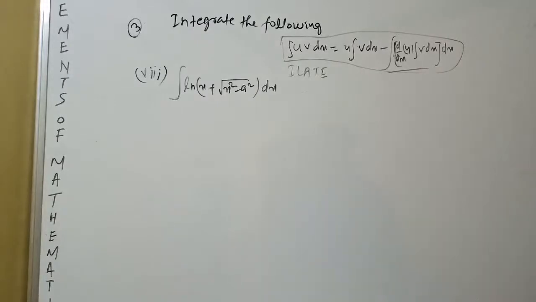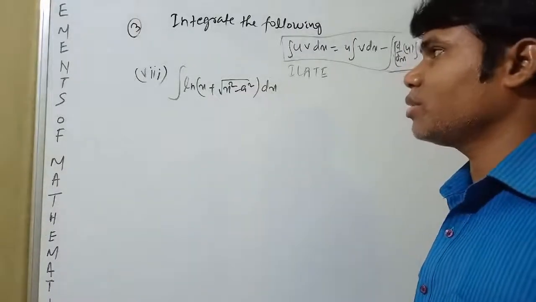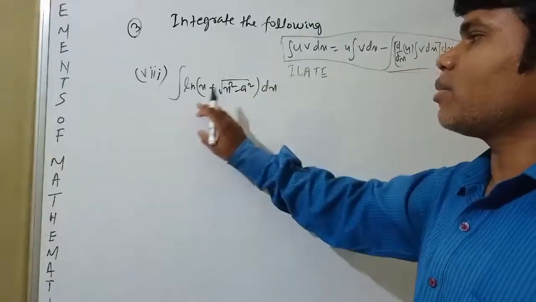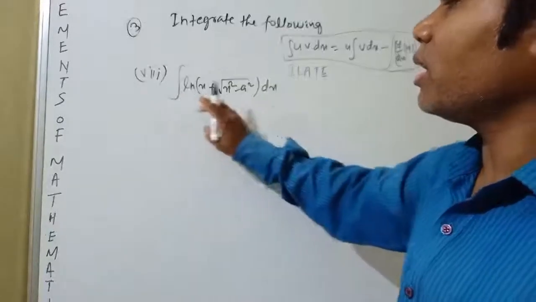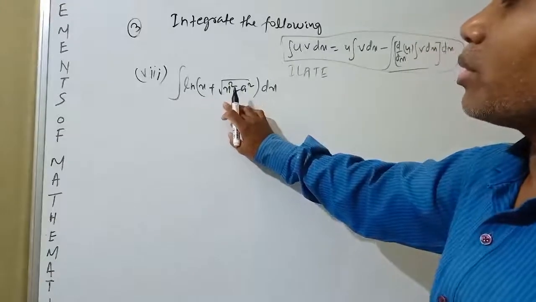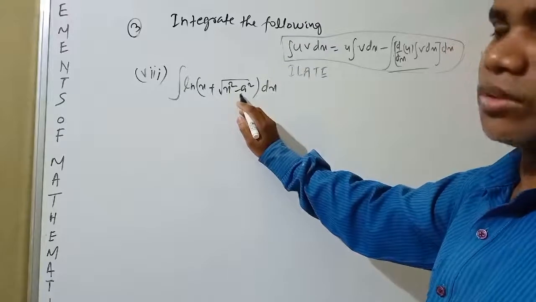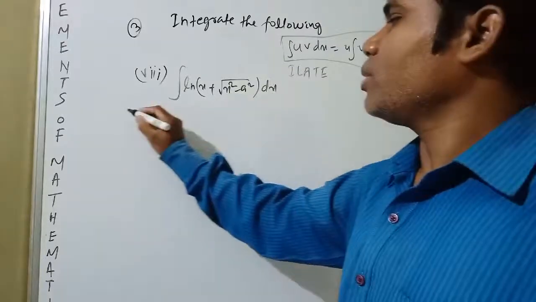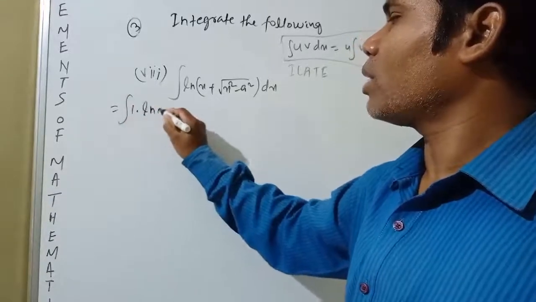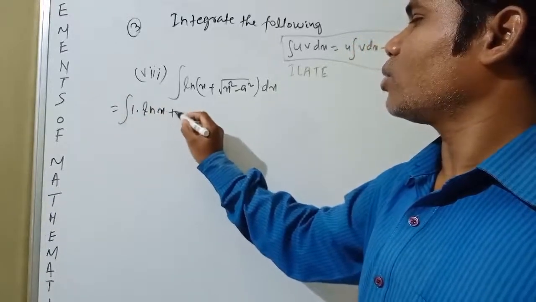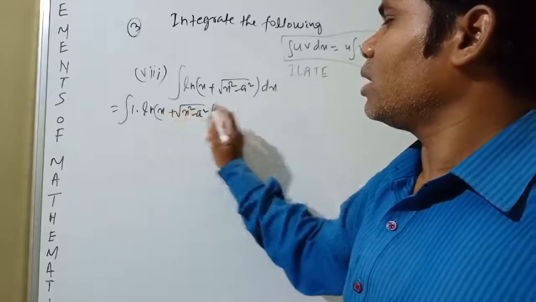You see the next question. This is question number 8, Beat 3 question 8. Integration of ln(x + √(x² − a²)) is given. In question 7, in the previous question, it was given x² + a², but here it is given x² − a². That means we can write 1 into the integration of 1 into ln(x + √(x² − a²)) dx.